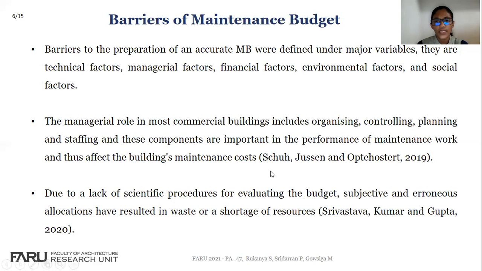And when it comes to the barriers of maintenance budgeting, the barriers of budget preparation were reviewed under the major 5 factors, such as managerial factor, technical factor, financial factor, environmental factor, and social factor. And also, other issues that affect the maintenance budget were reviewed through the literature review.